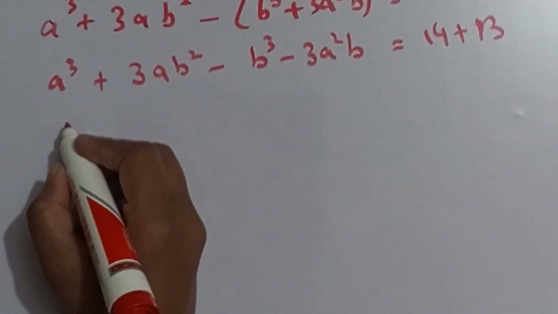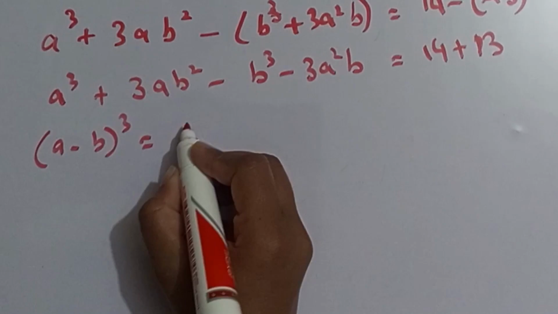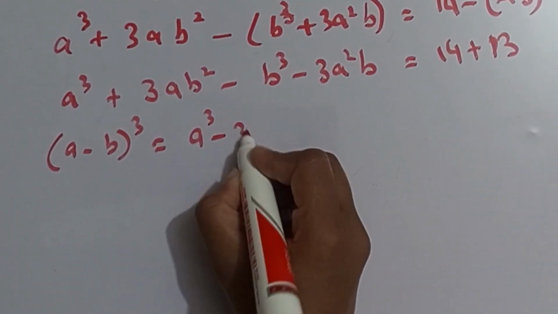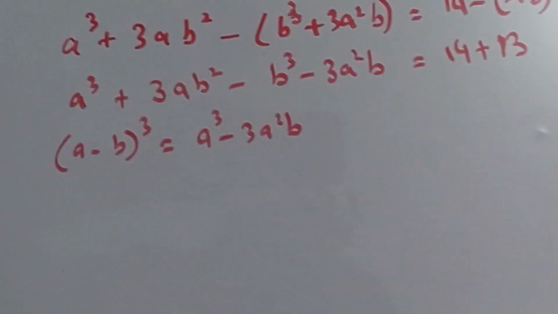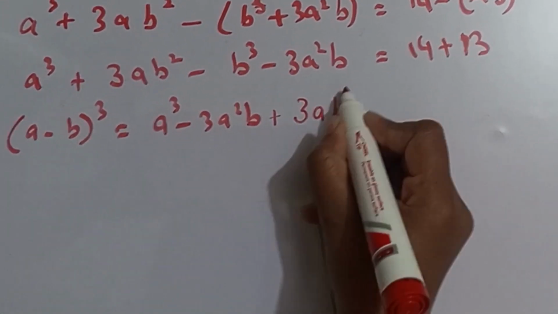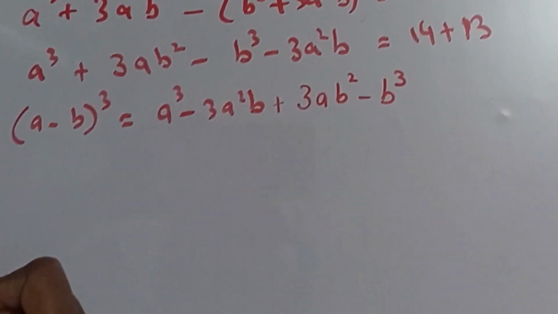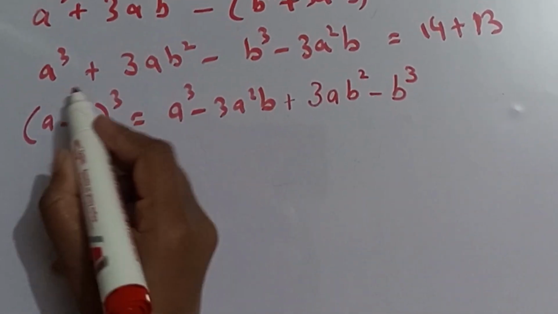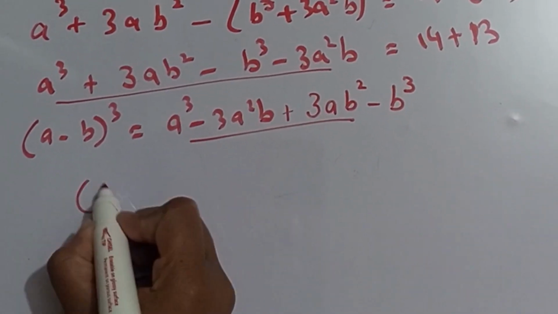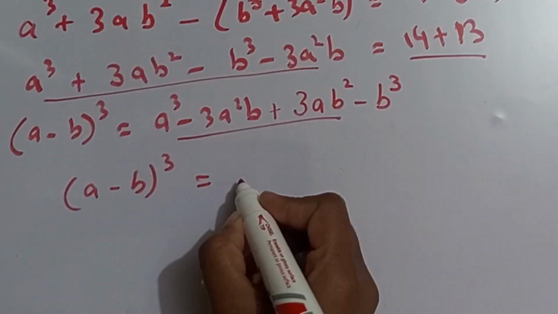Now here we recall our identity, which is (a minus b) whole cube. As we know, this is equal to a cube minus 3 times a square b plus 3 times a b square minus b cube. So this implies this left hand side is this one. So (a minus b) whole cube is equal to, now we add these two values, then we get 27.